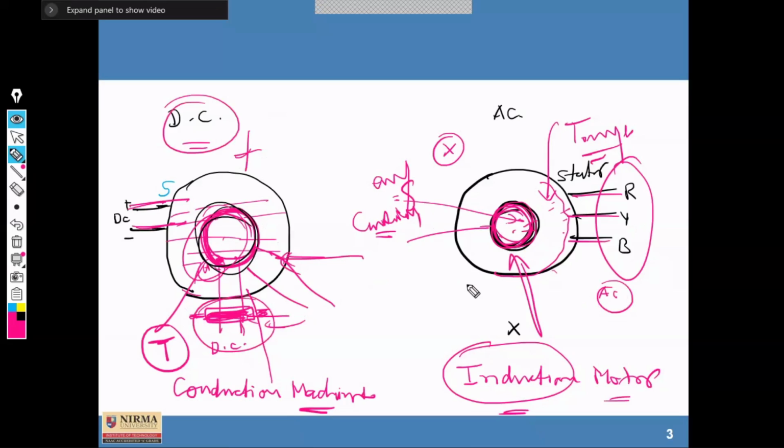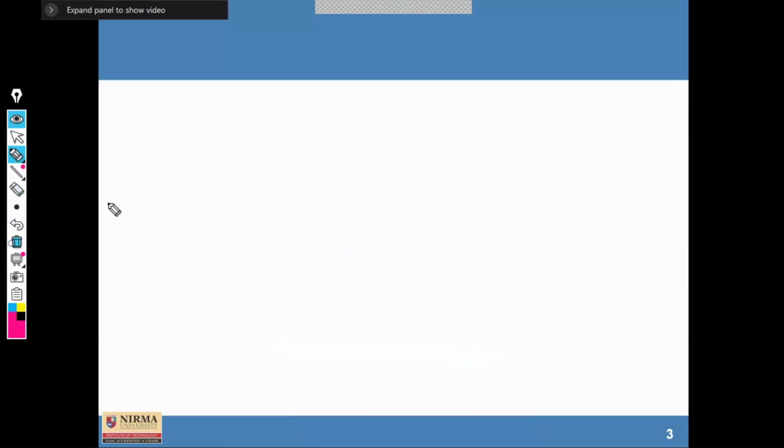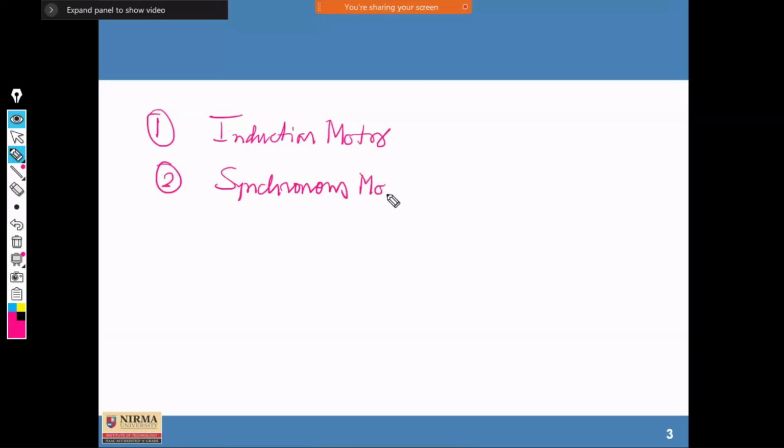Clear? So these are the various benefits of AC machines, and that is why AC machines are very popular. Clear? Okay. So what are the different types of AC machines? One is induction motor, and another is synchronous motor. Synchronous motor. Clear? Okay. Now let us look at induction motor.